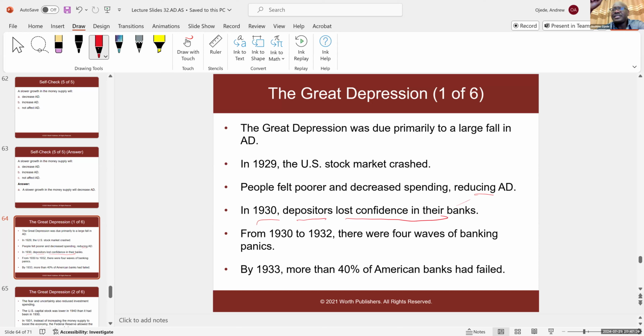There was no FDIC. So what does that mean? That means that if a bank were to fail during the Great Depression, even if that was not my bank, my interpretation would be that my bank was next to fail.